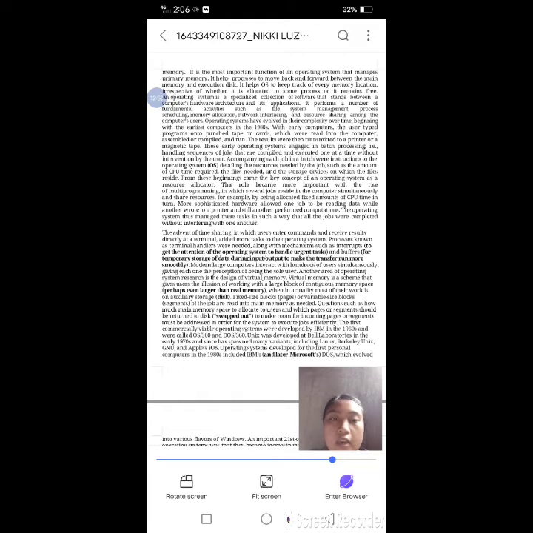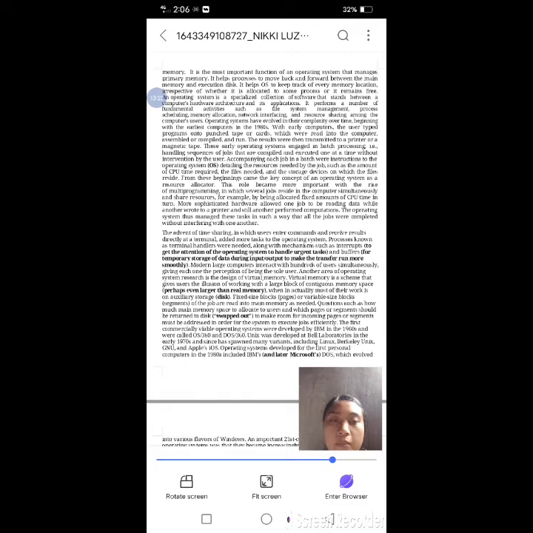Accompanying each job in a batch were instructions to the operating system, detailing the resources needed by the job, such as the amount of CPU time required, the files needed, and the storage device in which the files reside. From this beginning came the key concept of an operating system as a resource allocator.